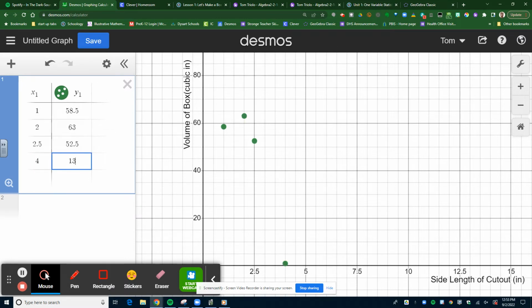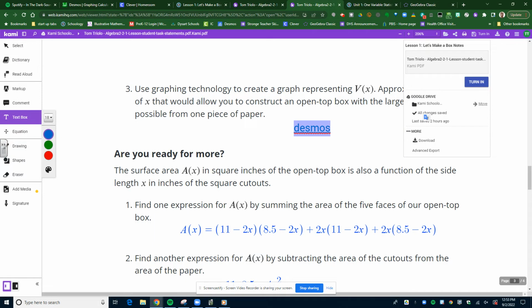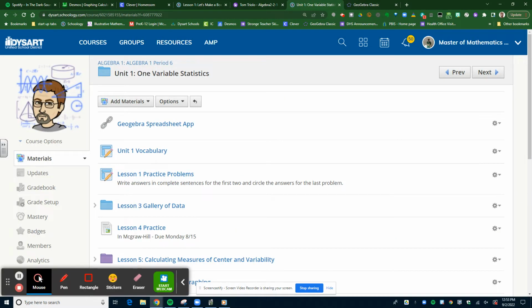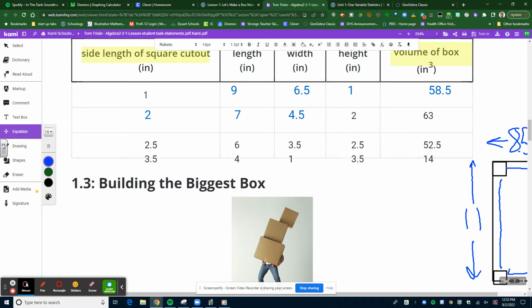13.5, right? That doesn't sound right. That doesn't look right. Let me see. It was 3.5 and 14. Oopsies, wrong one. Don't look at that! That's our answers for later.